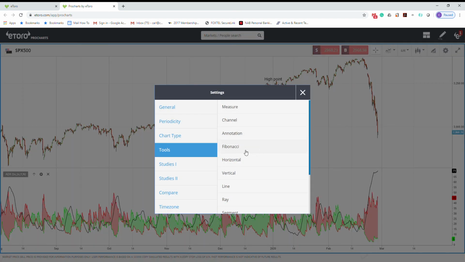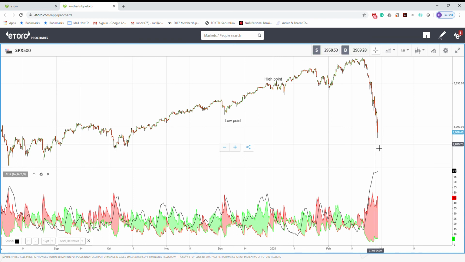So I'm adding a note here. Potential low point. So we can put a buy position here, then come back in a couple of days and see if this indicator was a good indicator to use on the SPX 500 index.